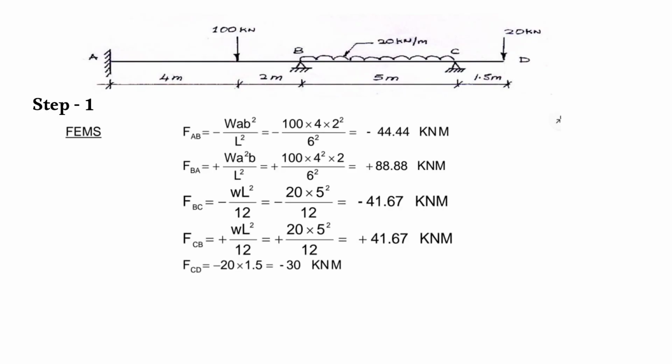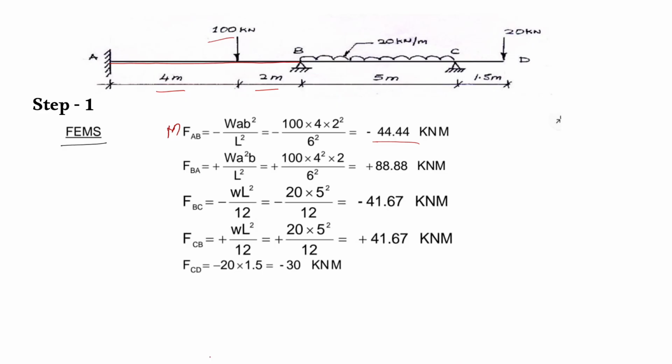The fixed end moments, as we know, for span A to B, FAB or MFAB, both are the same. That is equal to minus W a b squared by L squared. 100 into, W is 100, a is 4 and b is 2 divided by L, which is 4 plus 2, that is equal to 6. After calculating, we will get minus 44.44 kilonewton meter.